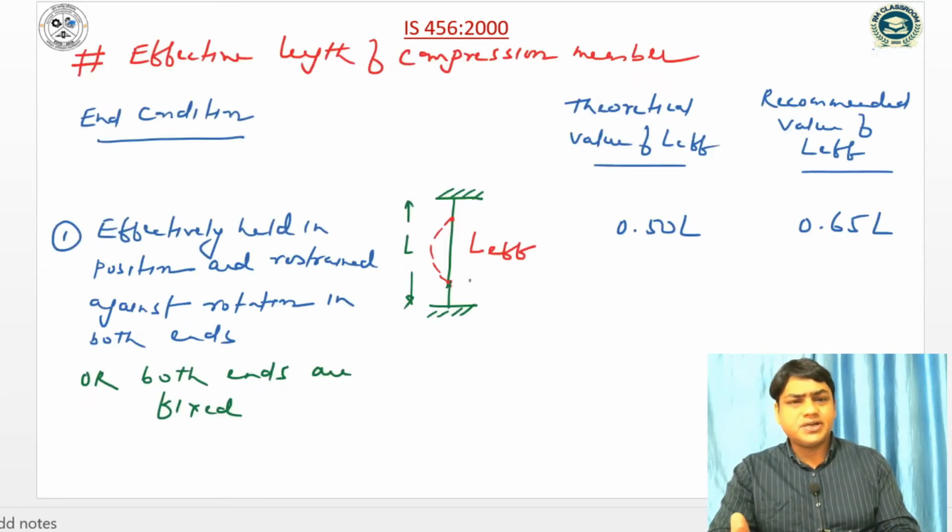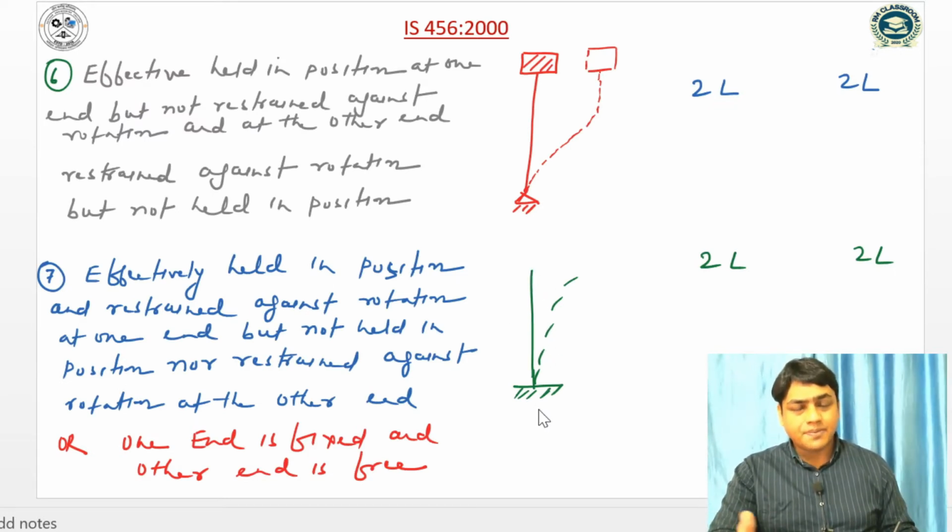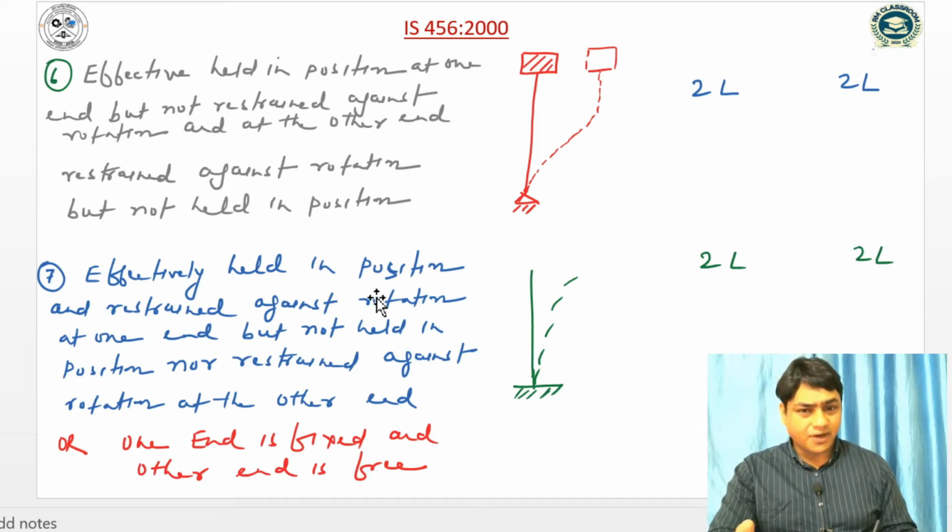Similarly, we can see that when one end is fixed and the other end is free, like the example of an electric pole, in that case we have to take the effective length as 2L. Or we can also say effectively held in position and restrained against rotation, that is one end is fixed and the other end is not held in position and not restrained against rotation, so the other end is free, in that case we have to take the effective length as 2L.